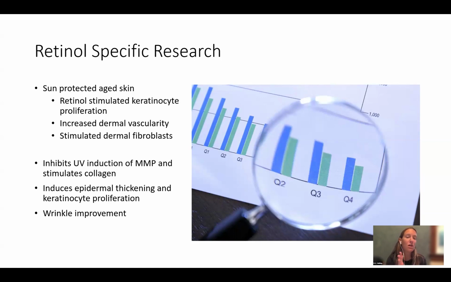Research on retinol has also shown that it can inhibit that UV induction of MMPs and stimulate collagen, much like we talked about before for the overall classification. It can induce that dermal thickening and the keratinocyte proliferation, and it can improve the appearance of wrinkles, or decrease the appearance of wrinkles. So this is research that is very specific to just retinol, the OL form.